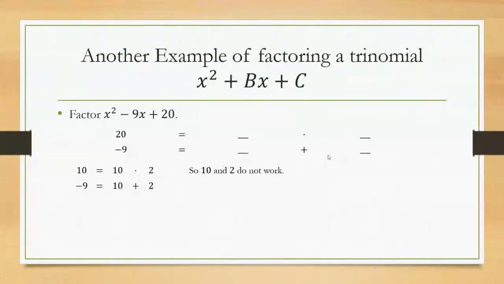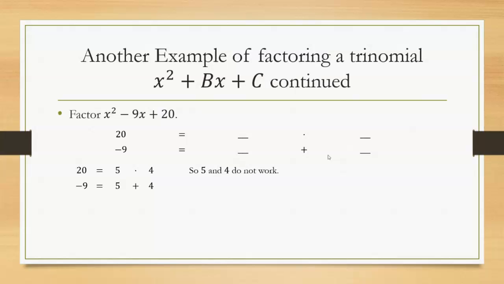So we have to find two numbers whose product is 20, but the sum is -9. I'm just showing you, would 10 and 2 work? Well, the answer is no, right? 10 times 2 is 20, but that sum is not -9. So 10 and 2 don't work. All right, let's try something else. 5 and 4, that product is 20, but it's not going to work either, right?